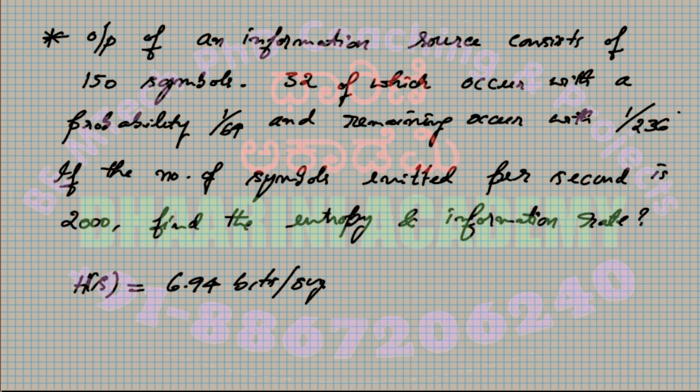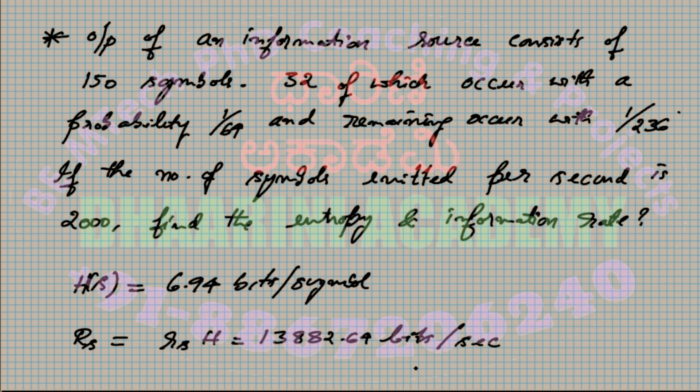Per symbol. Okay, that is H of S. And what is the information rate? Rs is equal to small rs into H. That gives you how much? Can you repeat the answer? 2.64 bits per second. Right, so that's the correct answer.